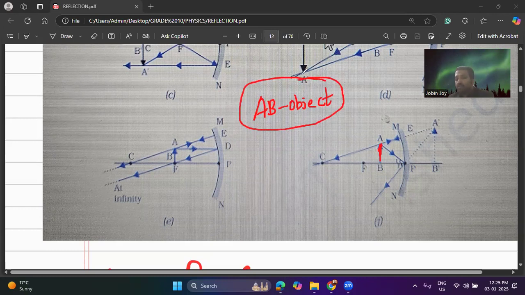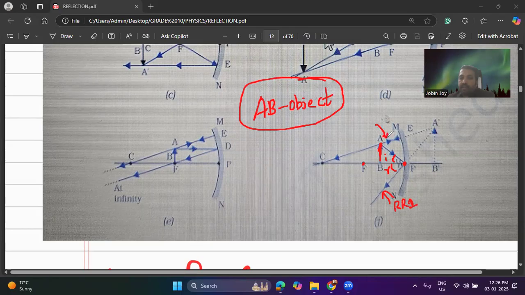Okay, and where is the position of the object? Now the object is in between focal point, focus and a pole. I'm considering the ray from A, and it will be passing through point P, pole. It will follow the law: angle of incidence will be equal to angle of reflection. So I will be getting reflected ray like this. So this is reflected ray 1.